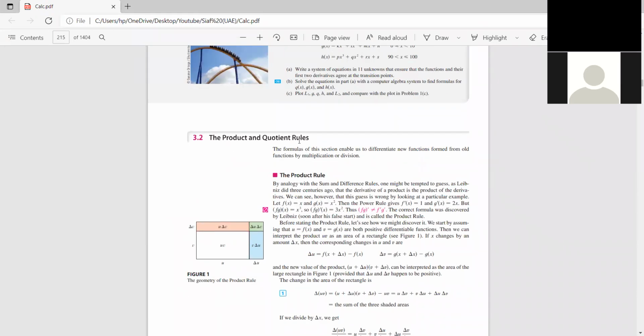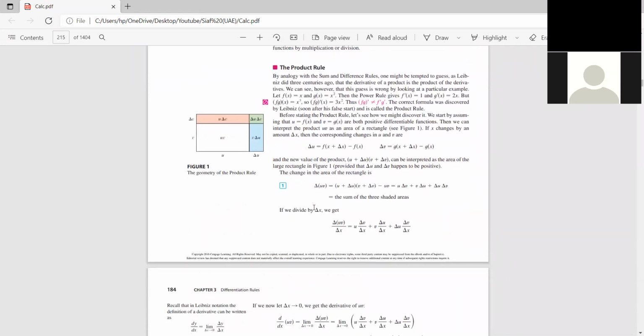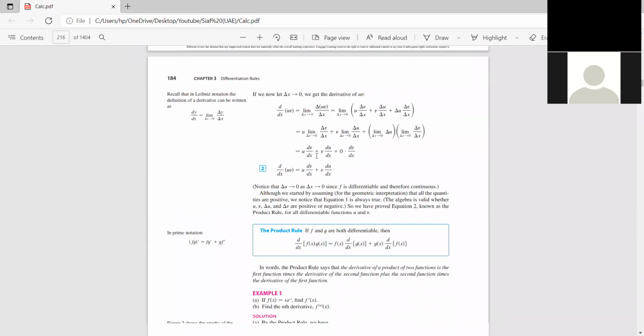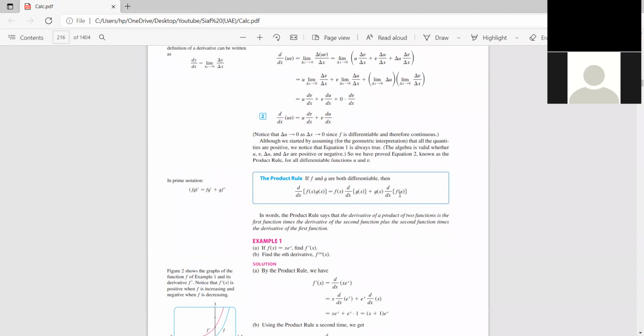The most important rules used in differentiation are the product and quotient rules. These are the most used rules in derivatives. So the rule is this, the product rule. If you have two functions that are multiplied, like f of x and g of x, and we have to take its derivative.